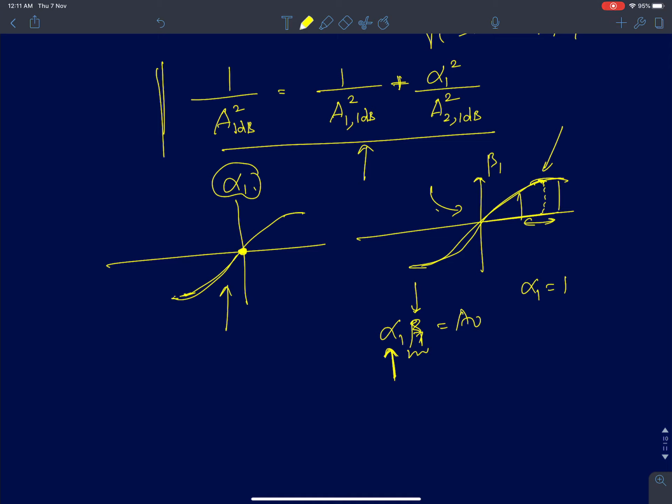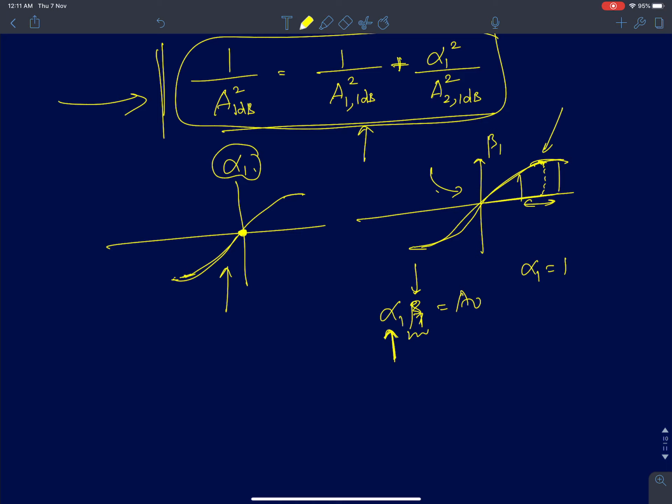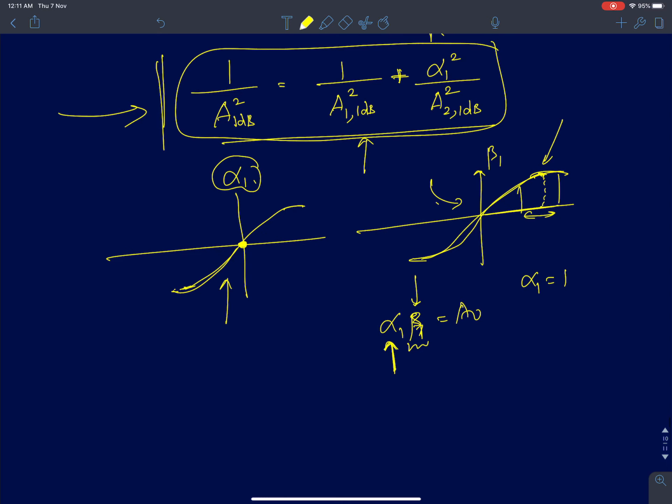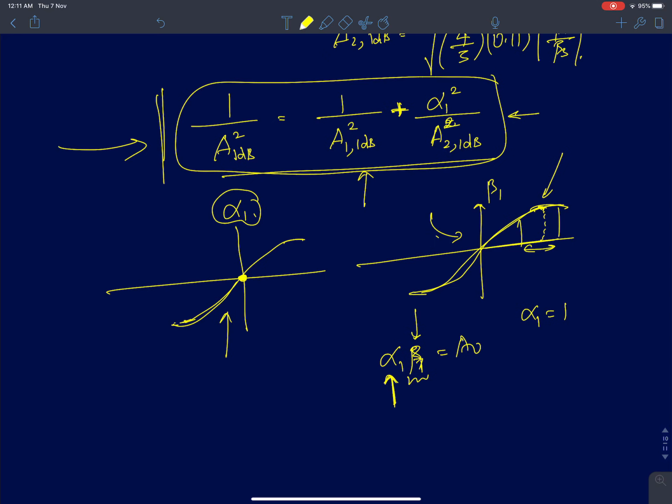will reduce the overall compression amplitude as well. What I mean by that is, if you look at this expression here, it tells you that the 1 dB compression point of the overall cascade of the two amplifiers will always be greater than any single stage's 1 dB compression point. I'm sorry, it should be less. It should be less. I'm sorry. The 1 dB compression point of the overall cascade should always be less than that of any single stage.